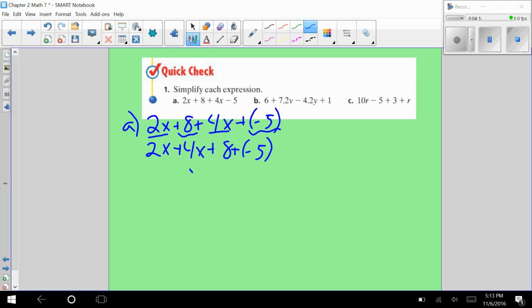Now I take my x out of my 2x and my 4x. I'm left with a 2 plus 4. 8 plus -5 is 3. Add my coefficient, I get 6x plus 3. Now you may be starting to realize that right here, this step could be done in your head. 2x plus 4x just makes 6x. You can mentally add those coefficients. So let's try that one on letter B. Letter B. First, we're going to rewrite our problem.